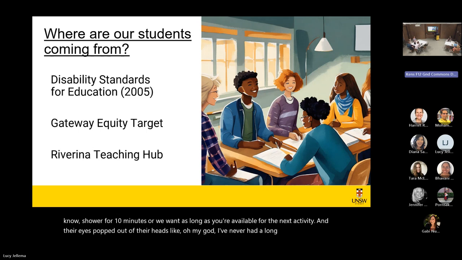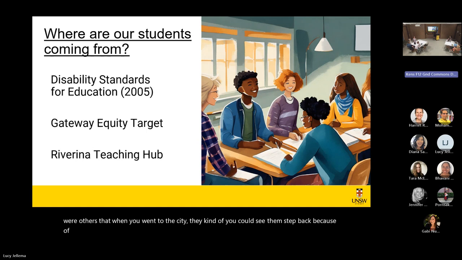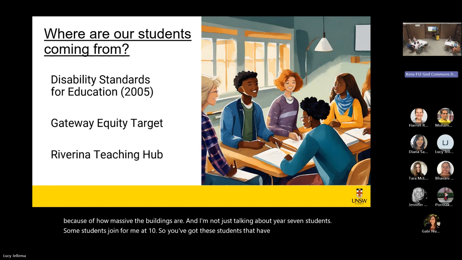There were others that when you went to the city, you could see them step back because of how massive the buildings are. And I'm not just talking about year seven students. Some students join from year 10. So you've got these students that have come from almost a completely different world.